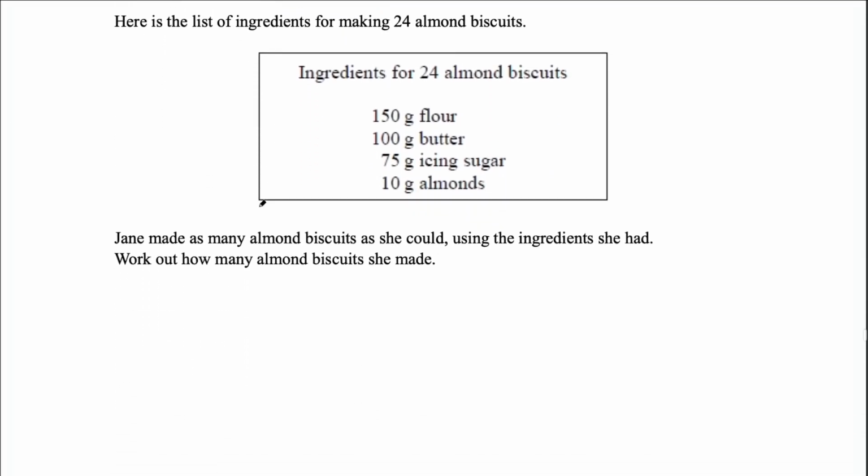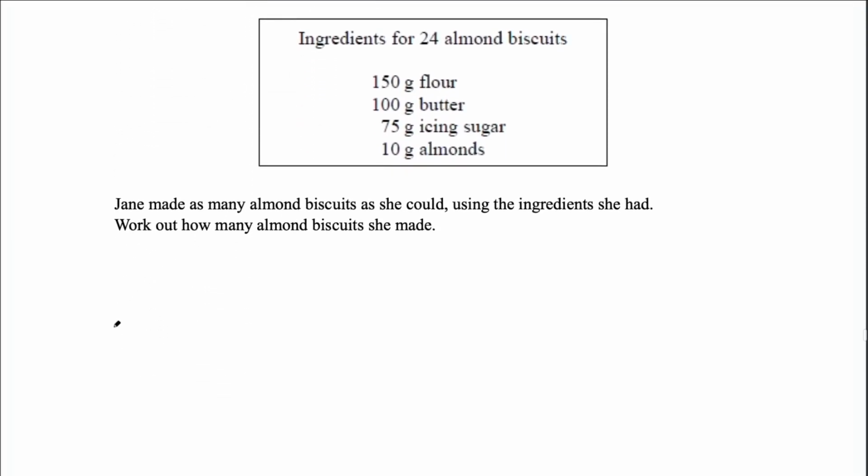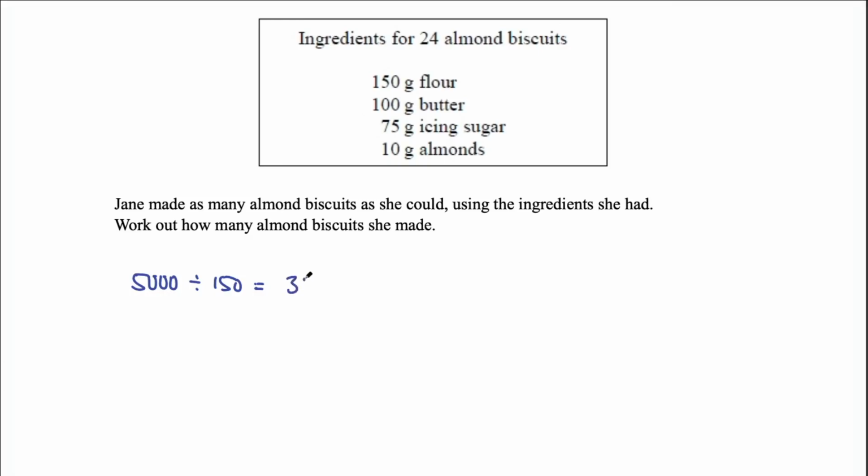So now then, let's work out how many batches we can make with each amount. So we want to do 5,000 divided by 150. That's going to give us the amount of batches we can make with the flour. So 5,000 divided by 150. Well, let's use our calculator for this. 5,000 divided by 150 gives us 33.3 recurring, or 33 1/3. So effectively 33 batches with the flour.